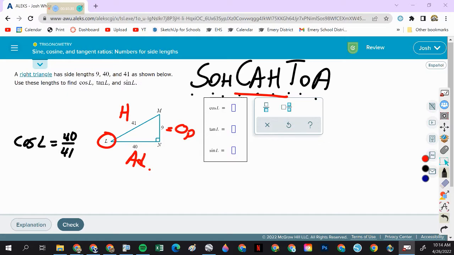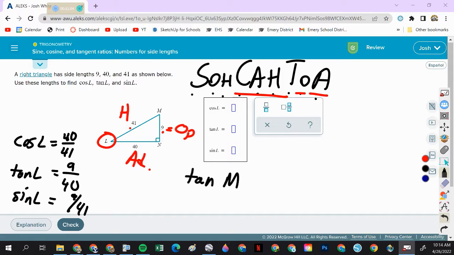What would the tangent of L be? So tangent is O divided by A. So it'd be 9 over 40. And the sine of L would be opposite over hypotenuse, which would be 9 over 41. Does that make sense?